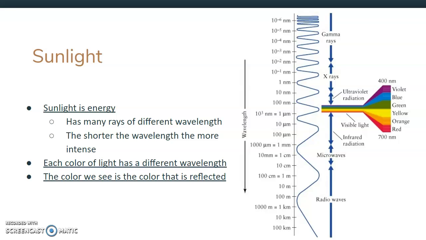Oh, another important thing is that the color we actually see with our eyes is the color that is reflected, not absorbed. So what that means is when we look at the color black, for example, that means that every single color is being absorbed, so we don't see any of them. But it's the opposite for white. When we look at the color white, everything is being reflected. So we're actually seeing every single one of these.